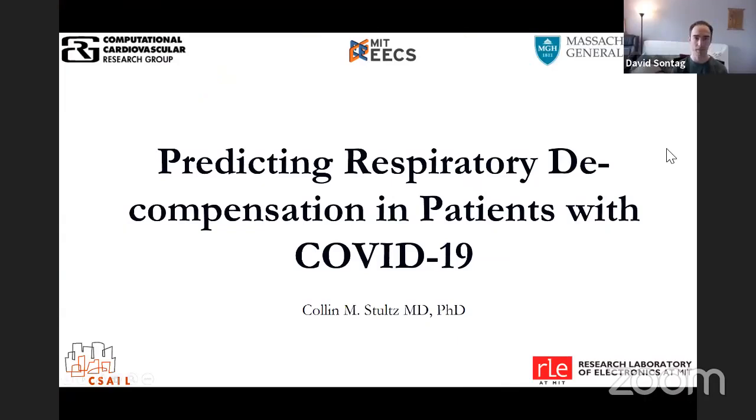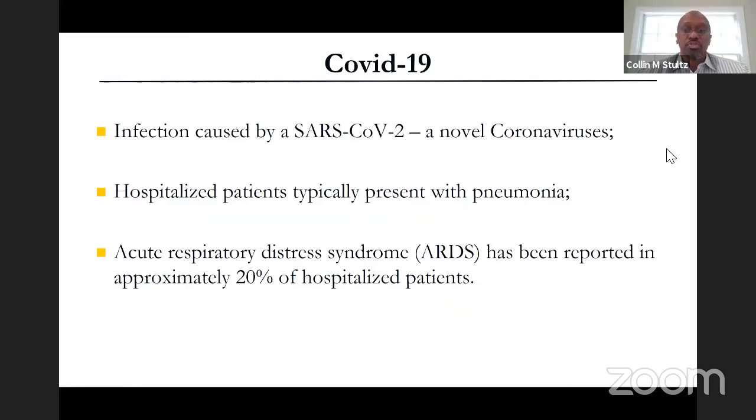Yeah, great, thank you. So today I'm going to give you a little spin on some initial work that we have done in trying to answer some unmet questions in the care of patients with COVID-19. As a refresher, COVID-19 is caused by a novel coronavirus, SARS-CoV-2. Hospitalized patients typically present with some form of pneumonia. And what's interesting is that a significant fraction of patients, about 20%, go on to develop acute respiratory distress syndrome, which is a very severe, often end-stage respiratory complication that can be quite fatal.